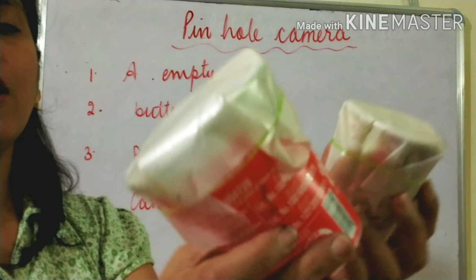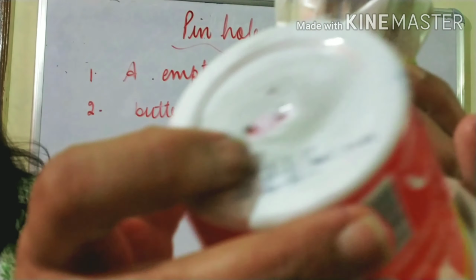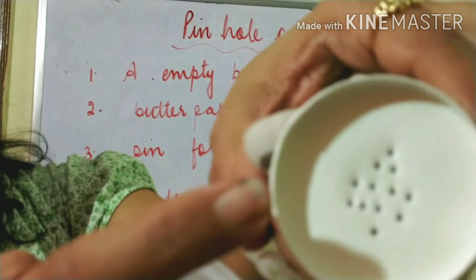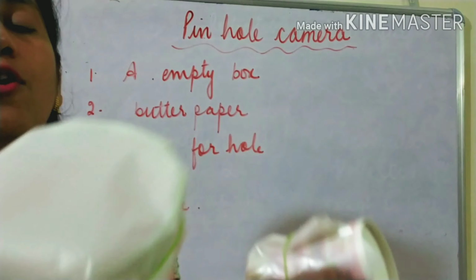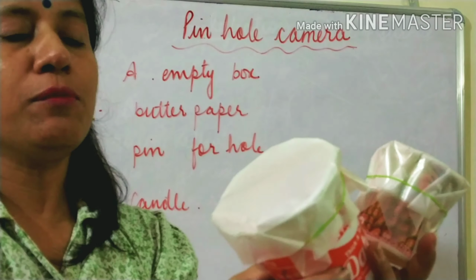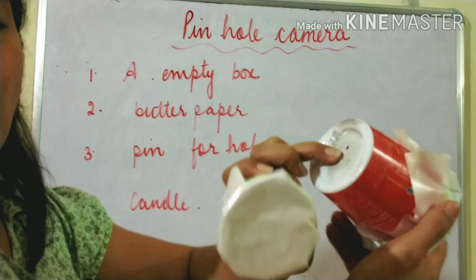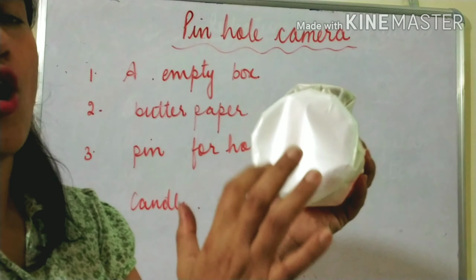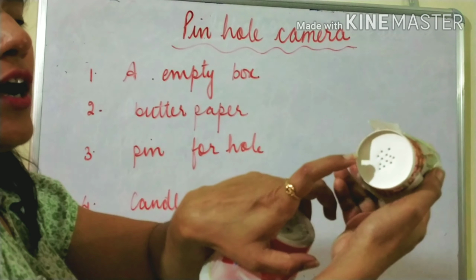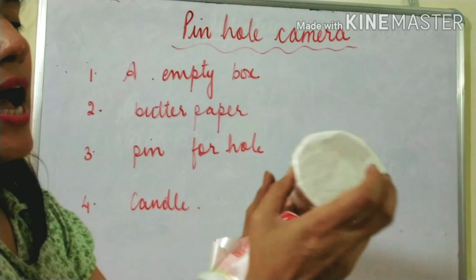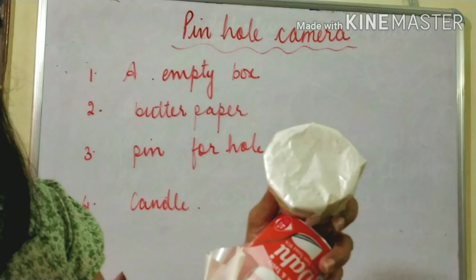Let's see, I have made two. In one I have made only one hole, see, and in the other one I have made many holes. So I will show you the image which is formed from both the cameras. In both the cameras the light will come from the pinhole and the image will form on the screen. Okay, in this also light will come from all the pinholes and the image will form on the screen. So let's see how the image is formed.